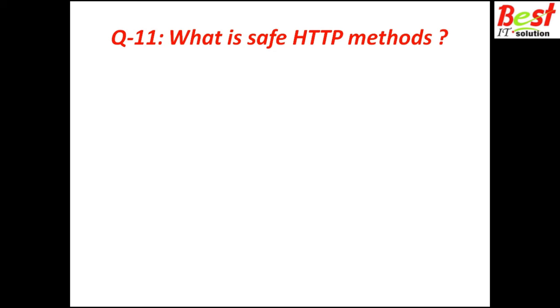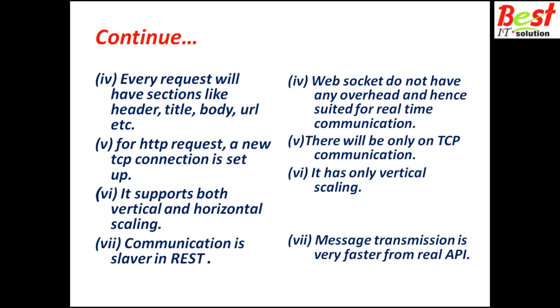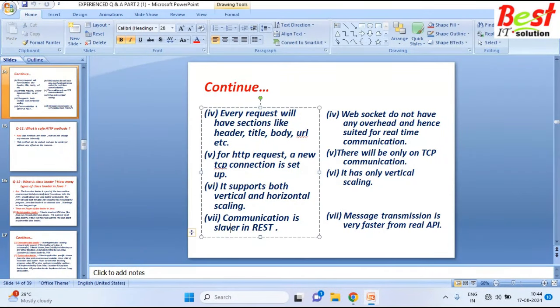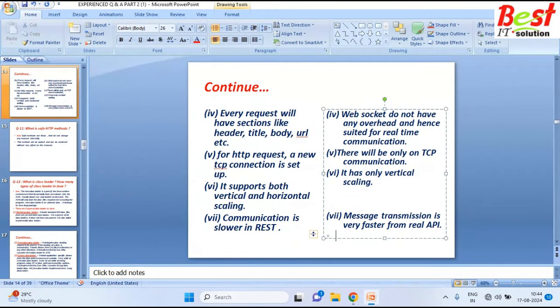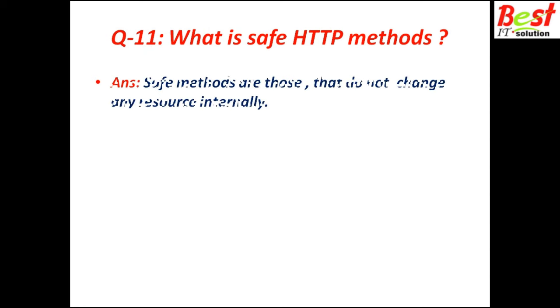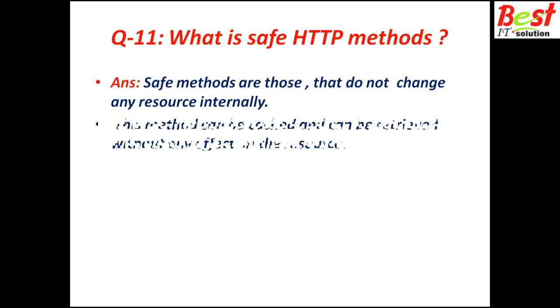What are safe HTTP methods? Safe HTTP methods are those methods that do not change any resource internally. These methods can be cached and can be retrieved without any effect on the resource.